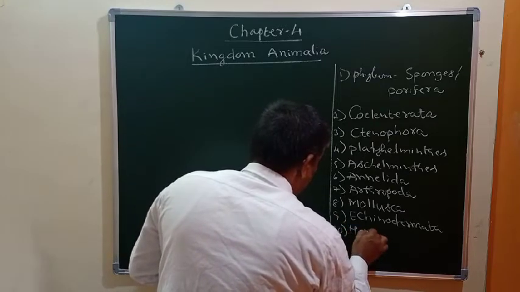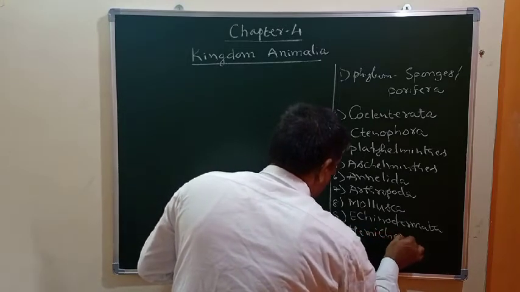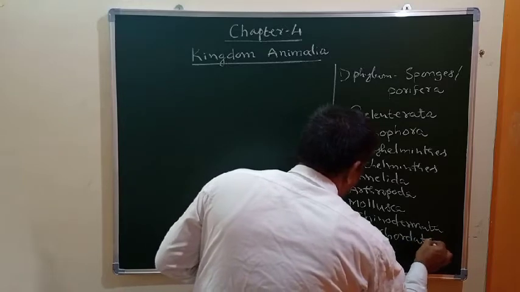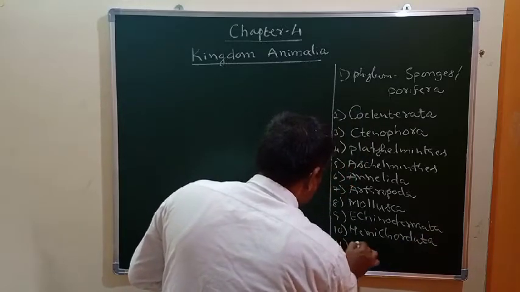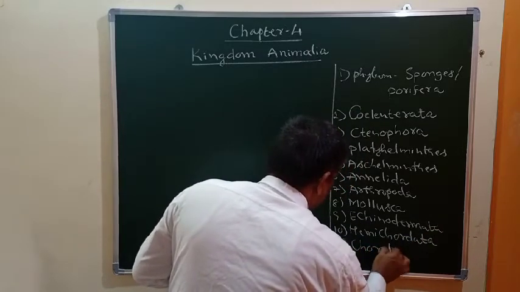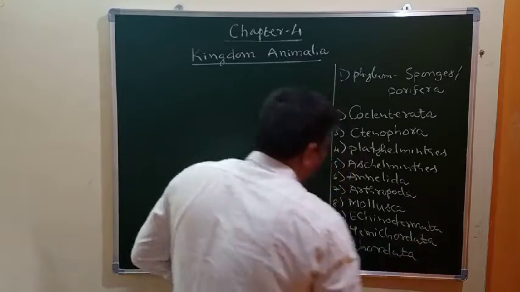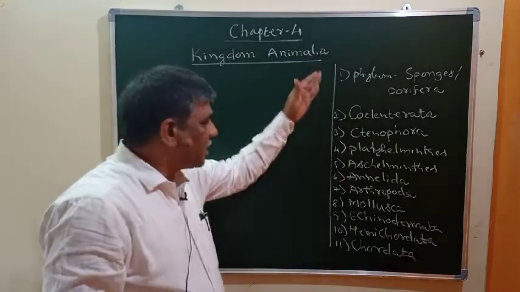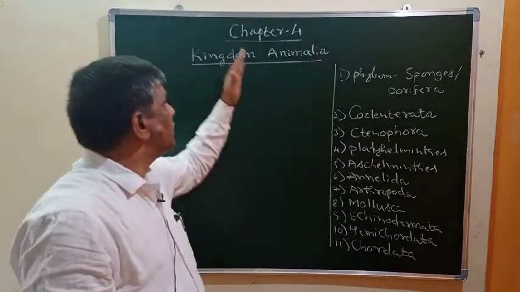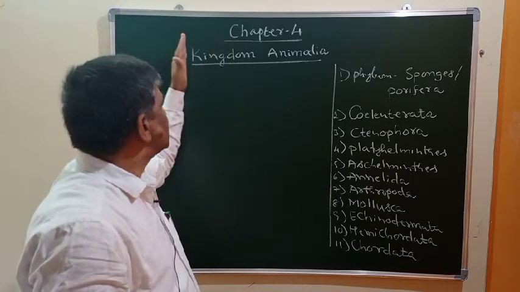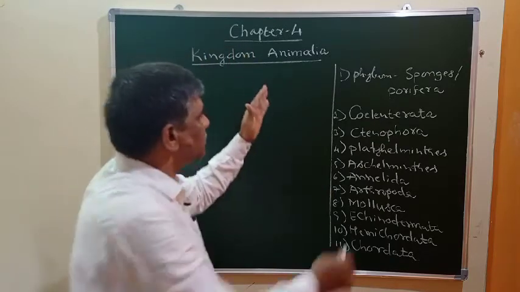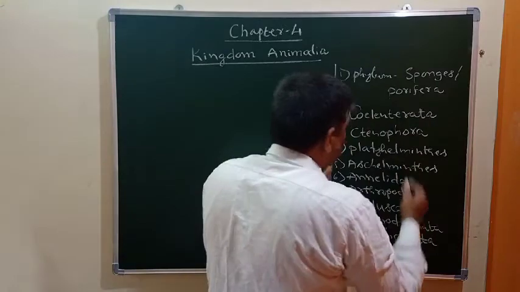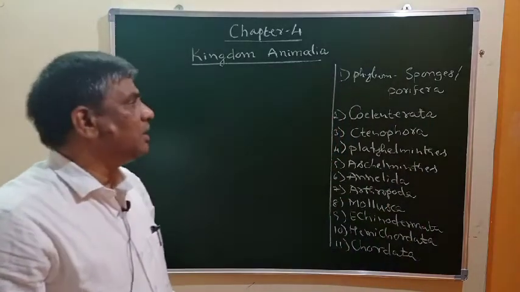phylum Hemichordata, and another one is called phylum Chordata. So these are all various phyla you have to study as per your syllabus. So Kingdom Animalia is divided into all these phyla or divisions.